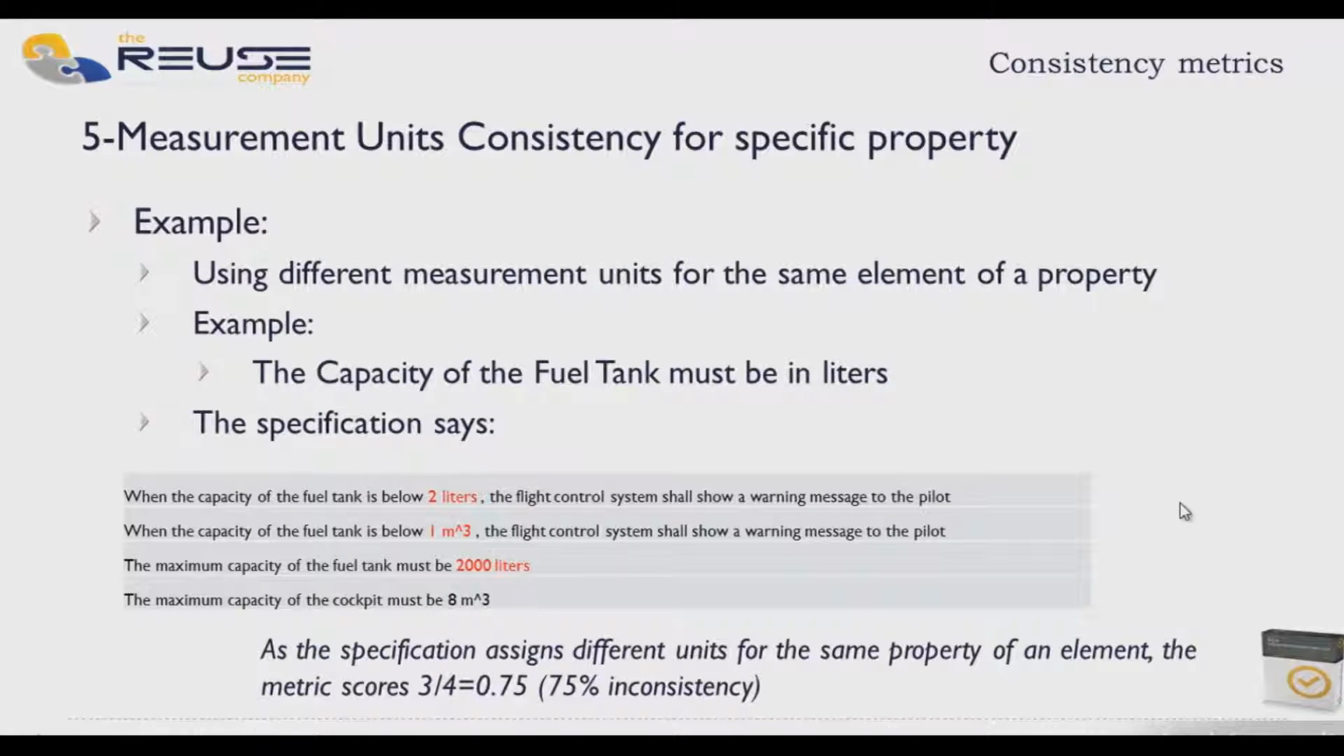For example, using different measurement units for the same element of a property, we are saying that the capacity of the fuel tank must be in liters. So having this specification, we notice that there are different units for the same property of an element. In this case, it's going to be the capacity of the fuel tank. So the metric will score a 75% of inconsistency, which means that 3/4 of the specification have inconsistency issues.